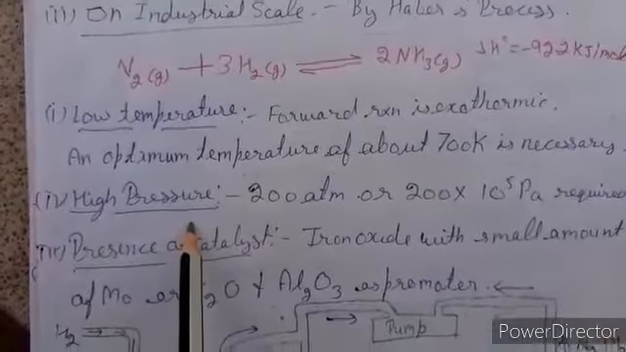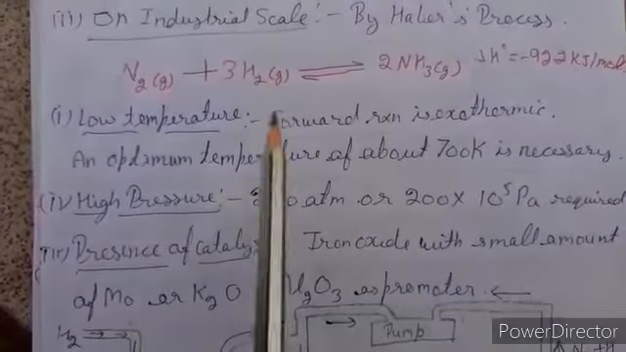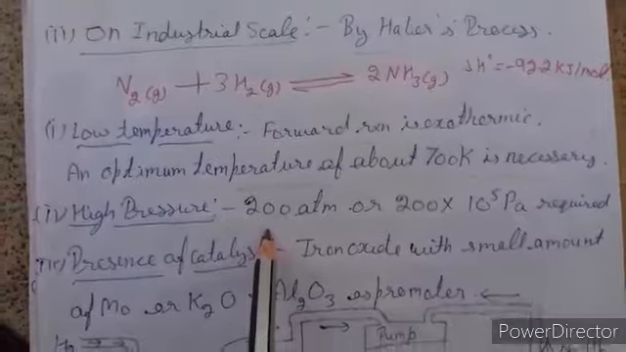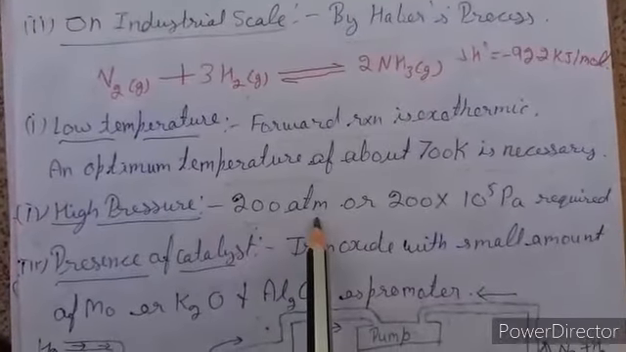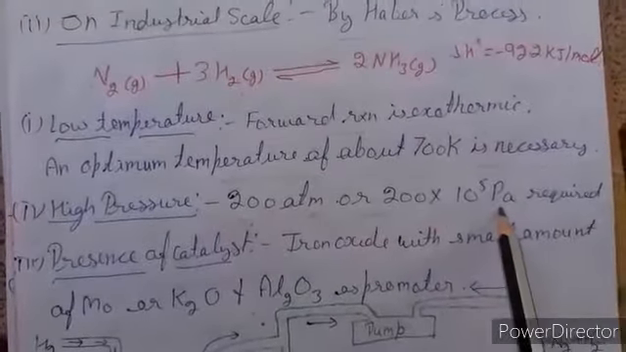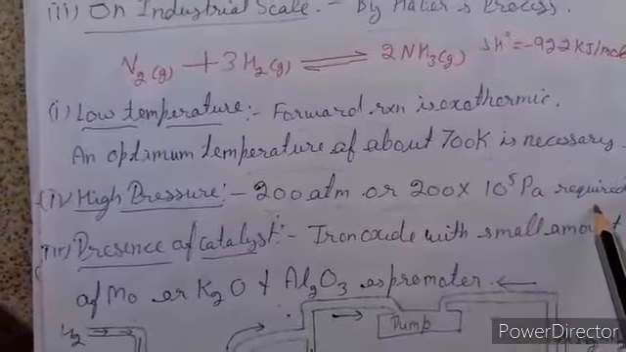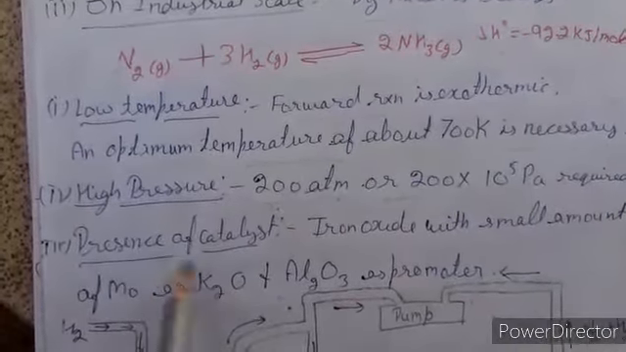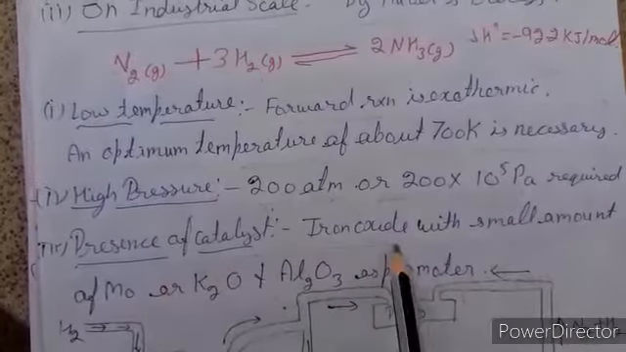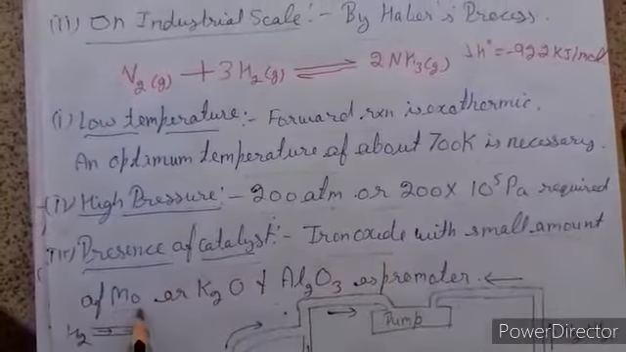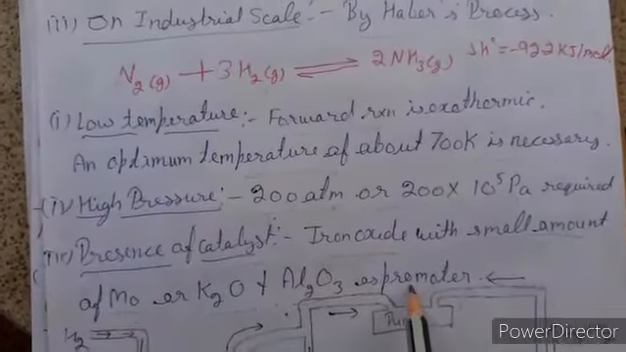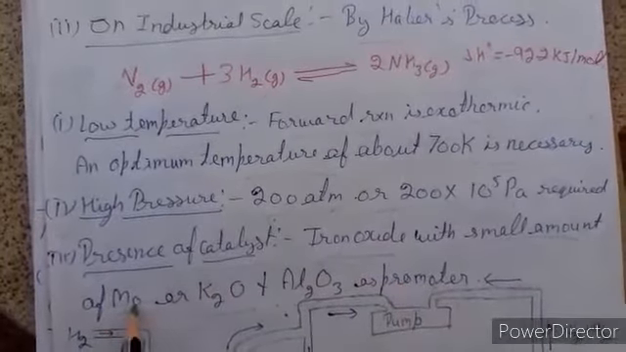Next, high pressure is required for the reaction between nitrogen and hydrogen gas according to Le Chatelier's principle. So 200 atmosphere, or 200 into 10 to the power 5 Pascal pressure, is required for the reaction between nitrogen and hydrogen gas. The third one is the presence of a catalyst, iron oxide with a small amount of molybdenum or potassium oxide or alumina as a promoter.